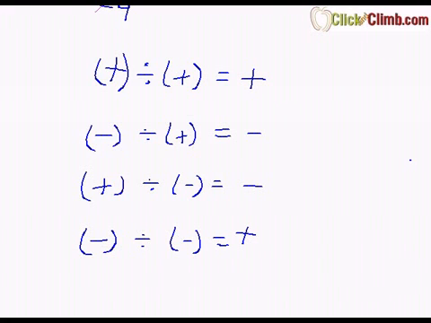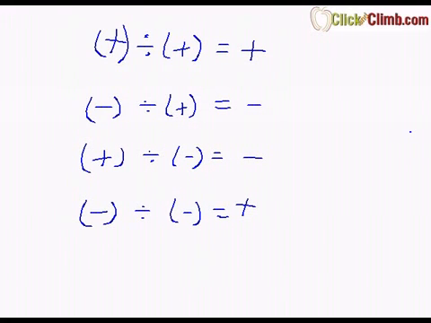Now if you can just recall, this all is very much similar to the multiplying of integers. Whenever you multiply two positive integers, you get a positive. In the same way, whenever you divide two positive integers, you get a positive. And when you are trying to multiply a negative with a positive, you get a negative. In the same way, dividing a negative by a positive gives you a negative. And when you are trying to multiply a positive by a negative, you get a negative. In the very same way, positive divided by a negative is negative.